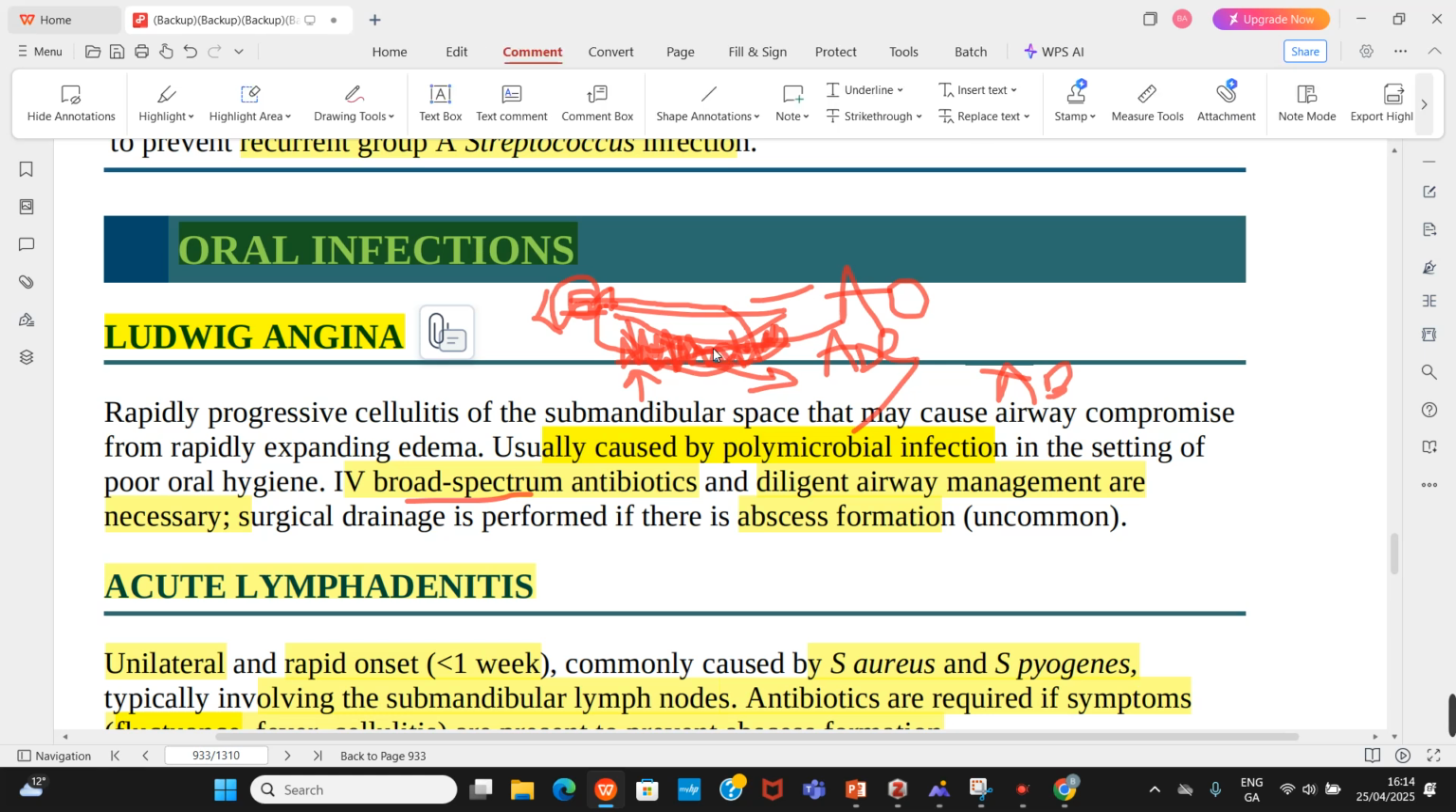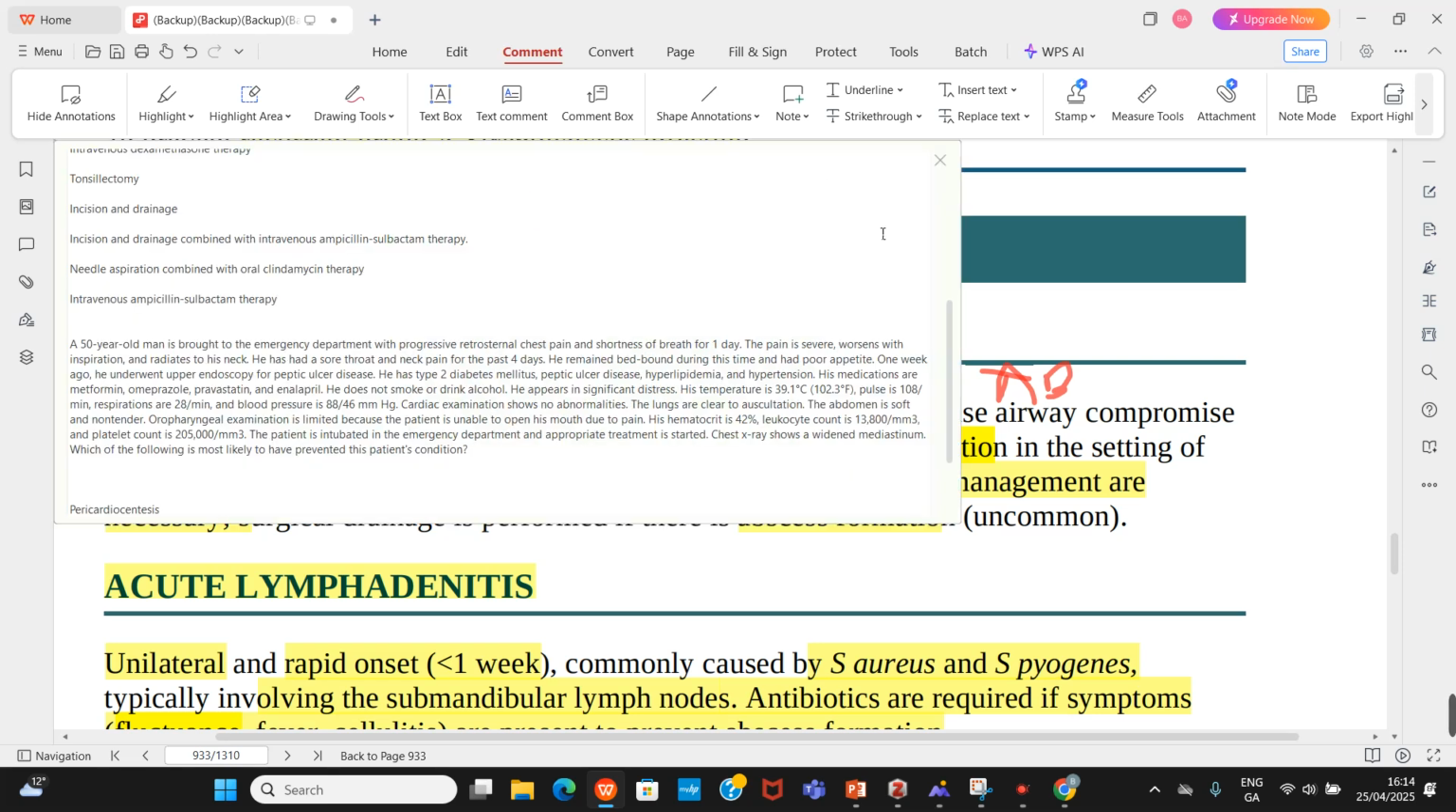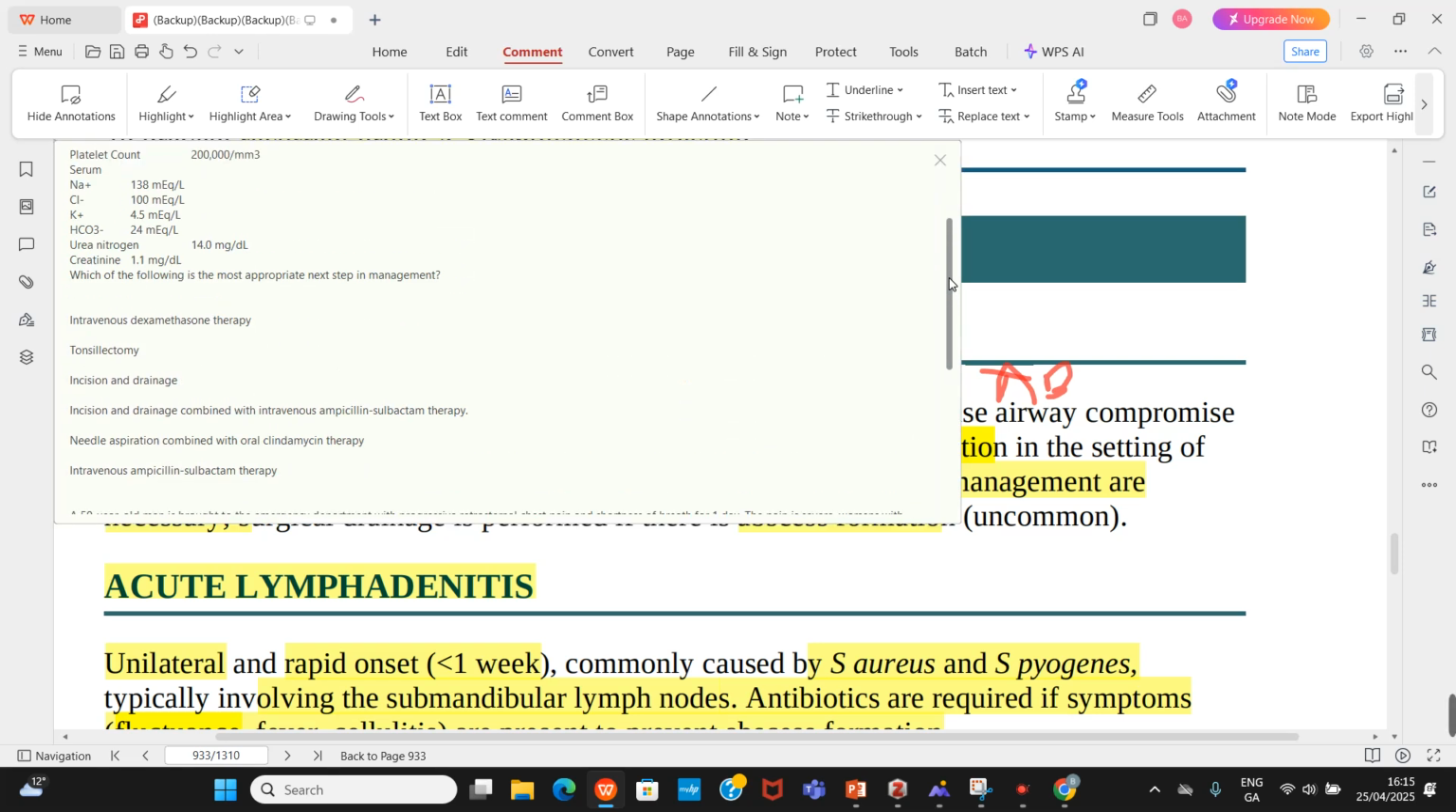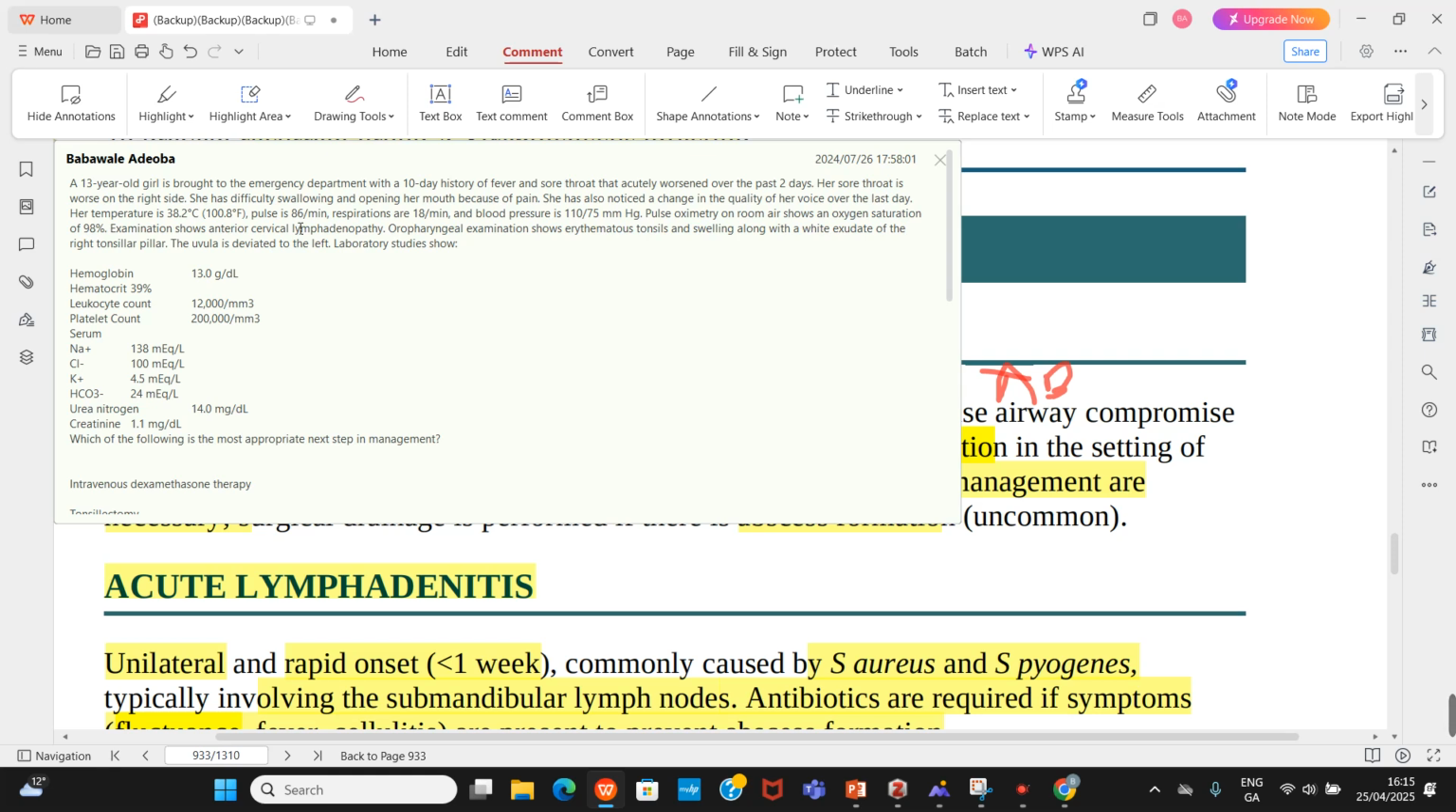So let's look at a way people can present with that and what to do. So this is a 13-year-old girl who was brought to the emergency department with a 10-day history of fever and sore throat that was acutely worsened over the past 2 days. Her sore throat is worse on the right side. She has difficulty swallowing and opening her mouth because of pain. She also noticed a change in the quality of her voice over the last day, and temperature is 38.2. Pulse oximetry on room air shows an oxygen saturation of 98.